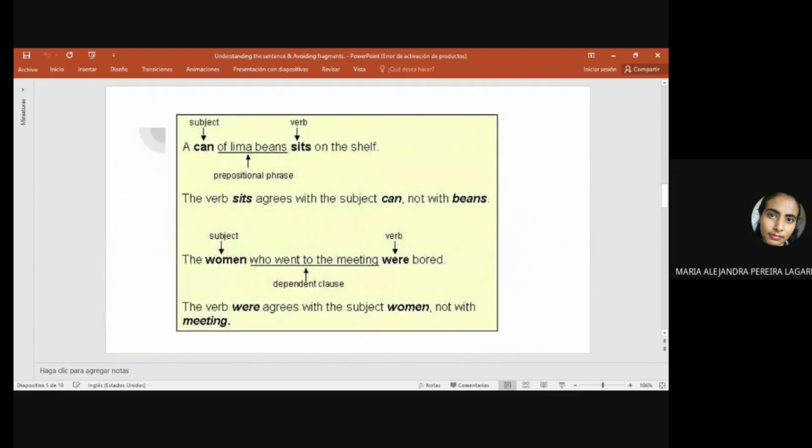Okay, continue. We can find a subject, prepositional phrase, and verb. In that case, a can of lima beans sits on the chair. The verb sits agrees with the subject can, not with the beans. And we can find a subject, dependent clause, and verb. In that case, the woman who went to the meeting was worried. The verb was agrees with the subject woman, not with the meeting.